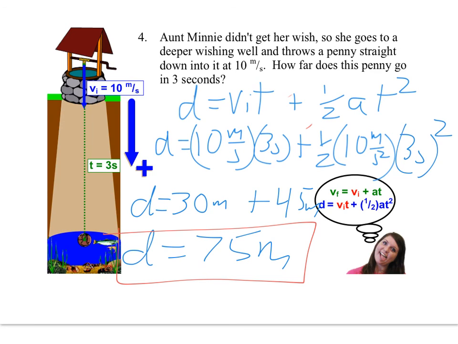Now again, you can go through and calculate the final velocity of the penny, use that final velocity to get the average velocity of the penny, and then use that average velocity times that time of 3 seconds. I encourage you to do that, but you're going to find that the distance that the penny travels is that same 75 meters. So maybe this approach is worth exploring because it saves us a lot of time and saves us a lot of calculation.